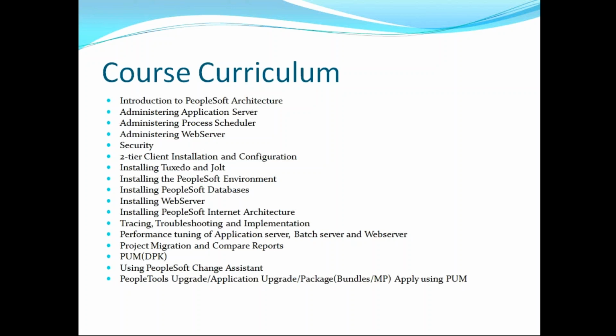Then tracing, troubleshooting, and implementation. There are 3 types of traces available in PeopleSoft. One trace is through Configuration Manager. Another trace is from the application server. And the third kind of trace is at the browser level. We can enable the trace at the browser level. That is the third type of tracing. So based on the tracing, we can troubleshoot and we can re-implement our things which are not feasible, based on the errors, right?